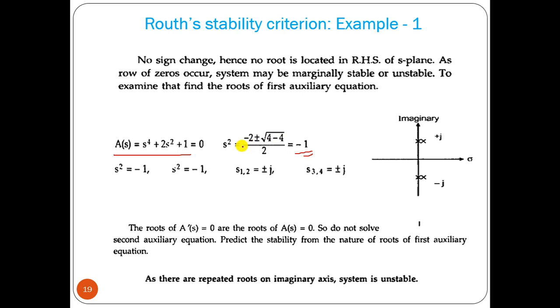So we have two roots here: s^2 equal to minus 1, minus 1. So for s^4, we have two roots, s^2 equal to minus 1 and minus 1. So s1,2 is plus minus j, and s3,4 is plus minus j. So what we can observe is that we have repeated poles on the imaginary axis.